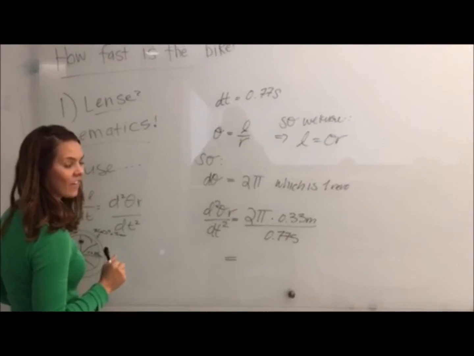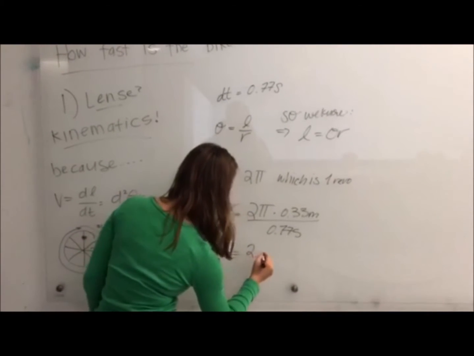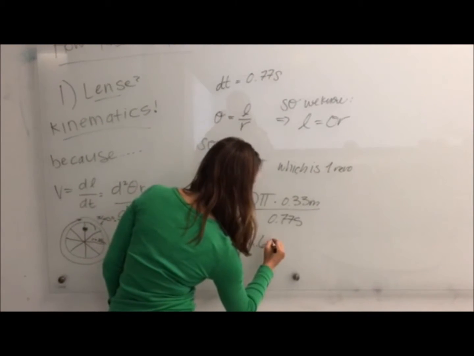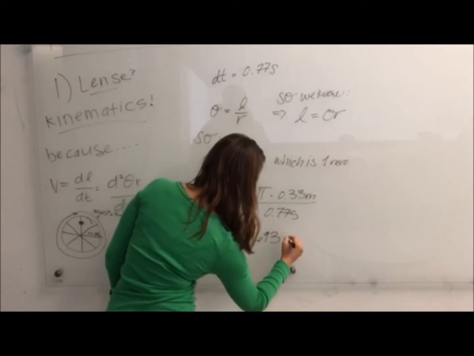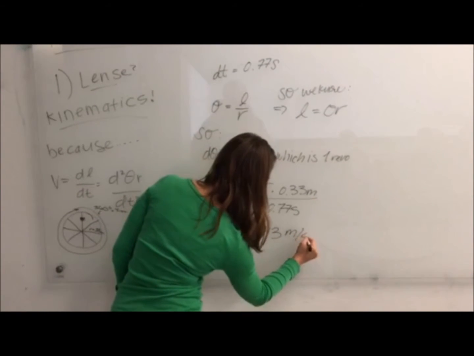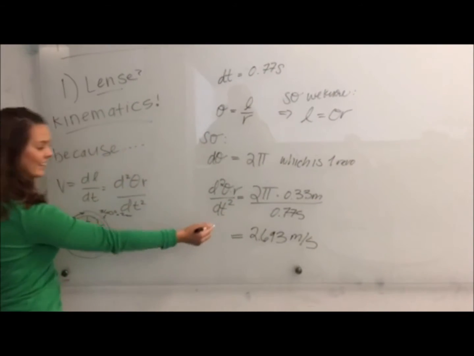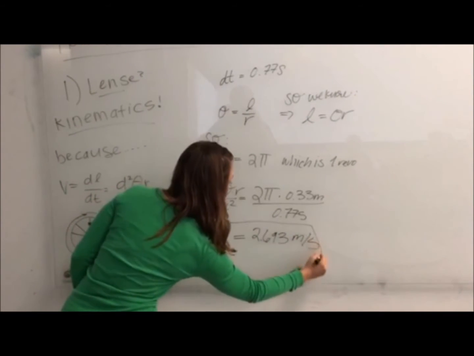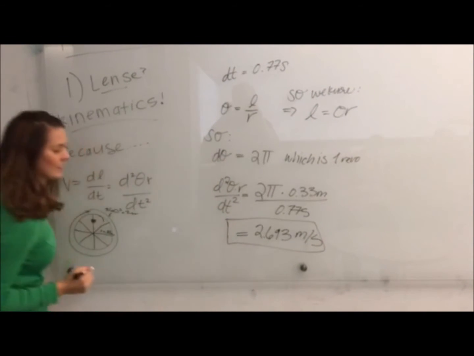Now that we have our formula and numbers all set up correctly, simply plug it into your calculator to find that the bike is going approximately 2.693 meters per second. And with that, all that's left is to box our answer.